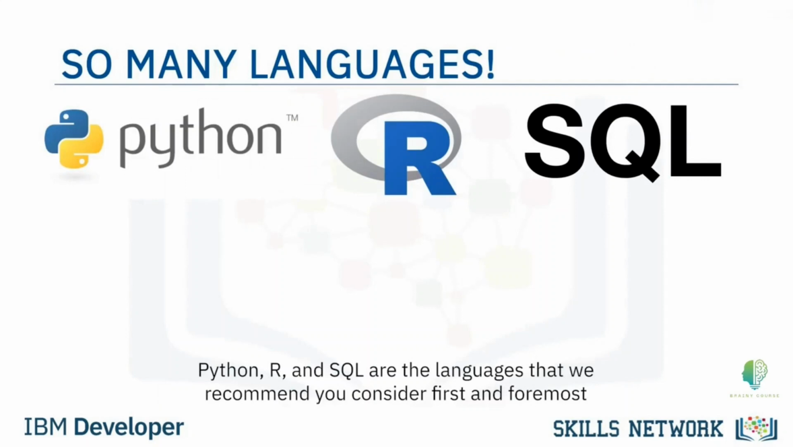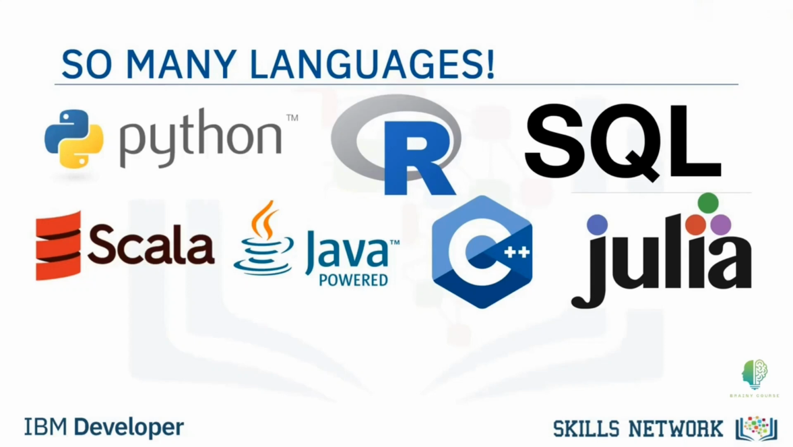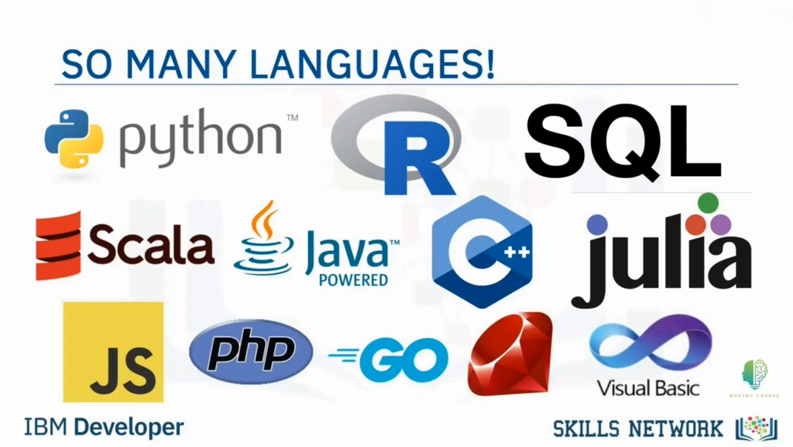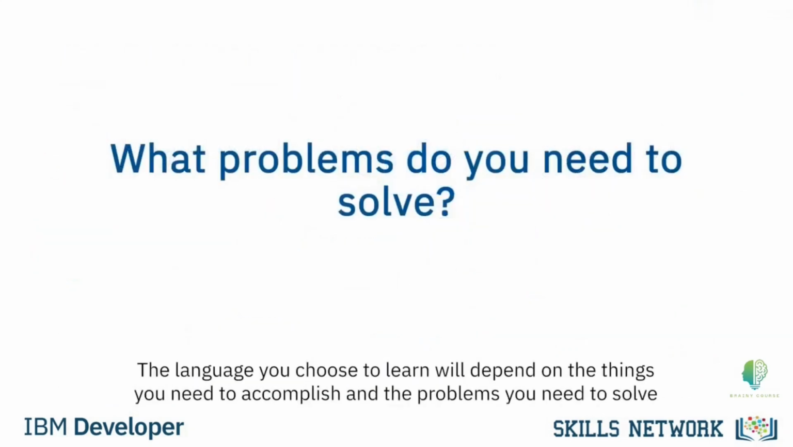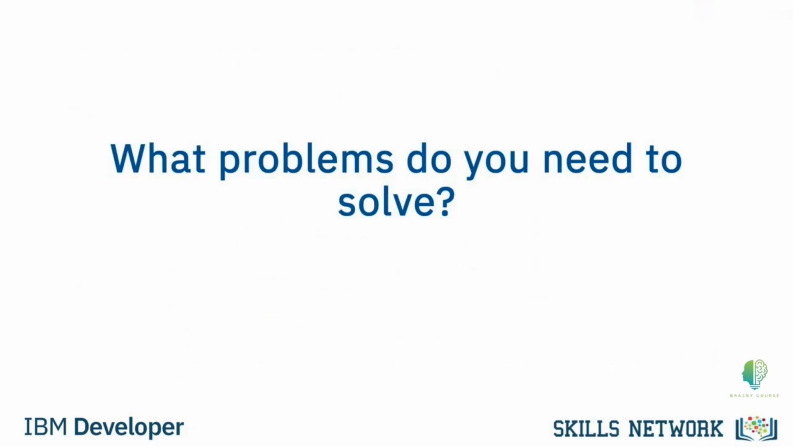Python, R, and SQL are the languages that we recommend you consider first and foremost, but there are so many others that have their own strengths and features. Scala, Java, C++, and Julia are some of the most popular. JavaScript, PHP, Go, Ruby, and Visual Basic all have their own unique use cases as well. The language you choose to learn will depend on the things you need to accomplish and the problems you need to solve. It will also depend on what company you work for, what role you have, and the age of your existing application. We'll explore the answers to this question as we dive into the popular languages in the data science industry.